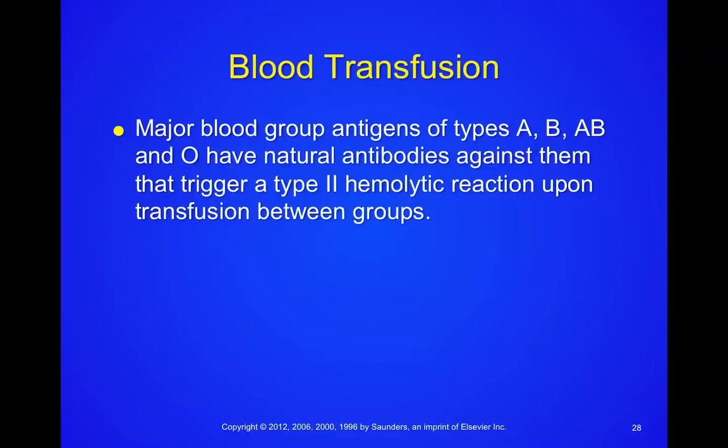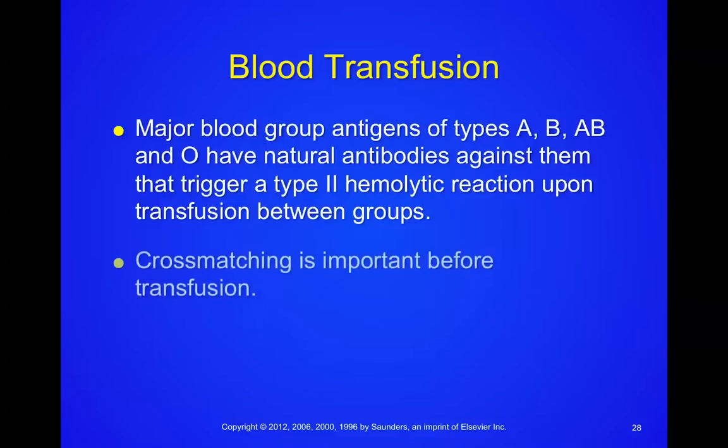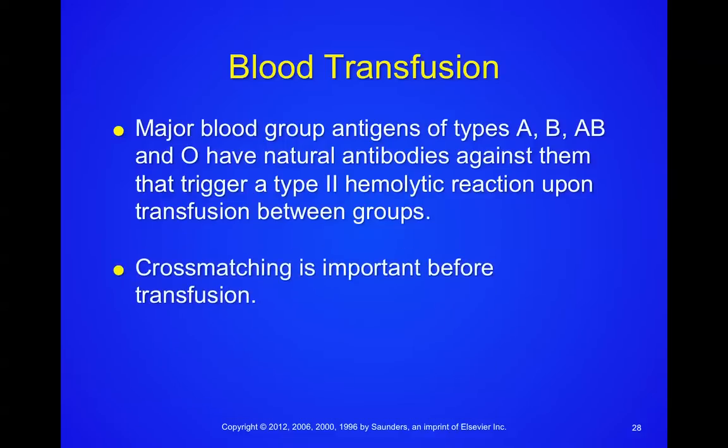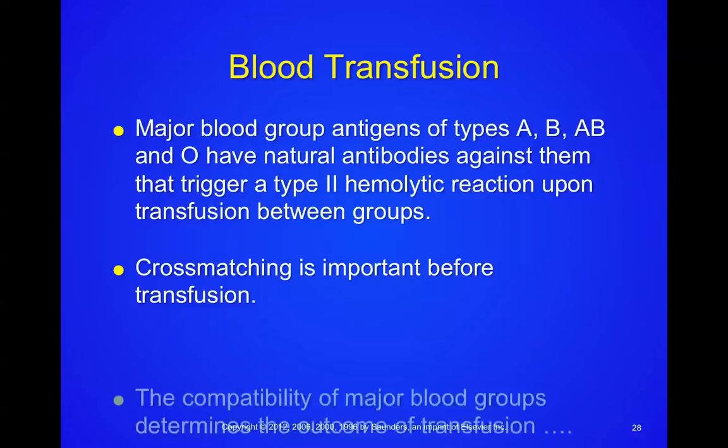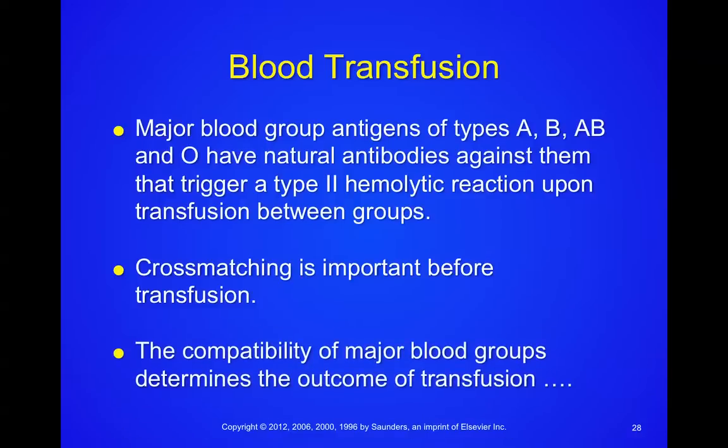To avoid a hemolytic reaction, cross-matching is important before transfusion. Such cross-matching can also identify potentially problematic minor blood group antigens. The compatibility between major blood groups determines the outcome of transfusion, as indicated in the following figure.